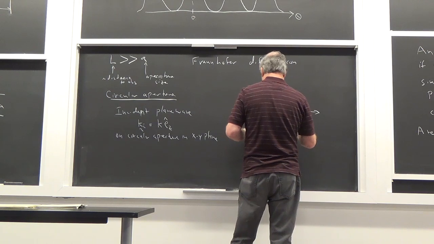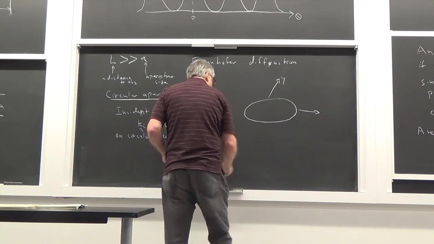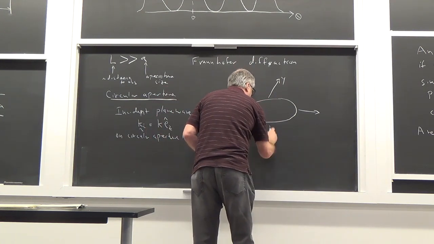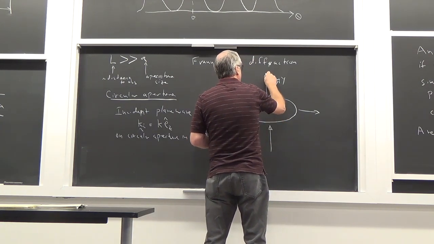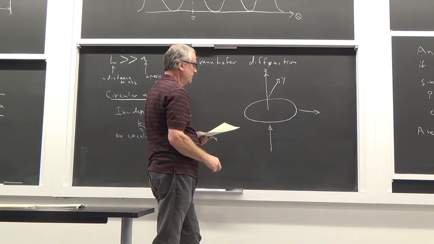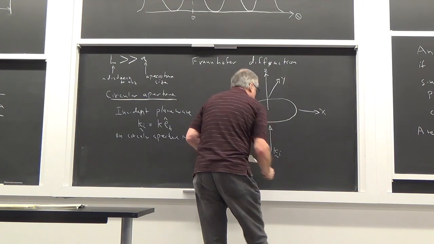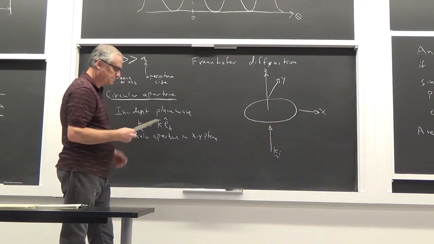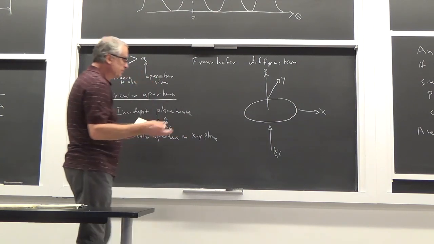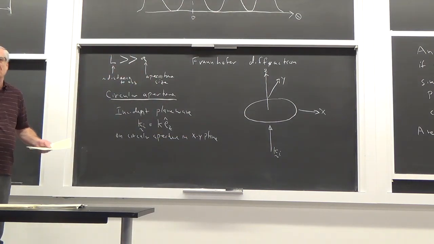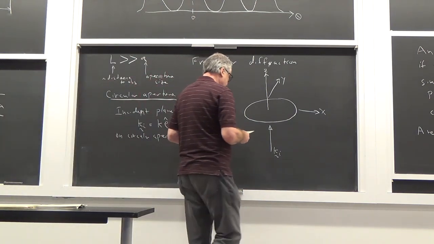So x, y plane, and the incident beam is coming in here along the z direction. So the z direction is pointing up like that, x. And so this is the incident plane wave coming up along z. And for simplicity, of course, we're going to center our aperture at the origin. It would be silly to do anything else here. I don't want to make life too complicated.